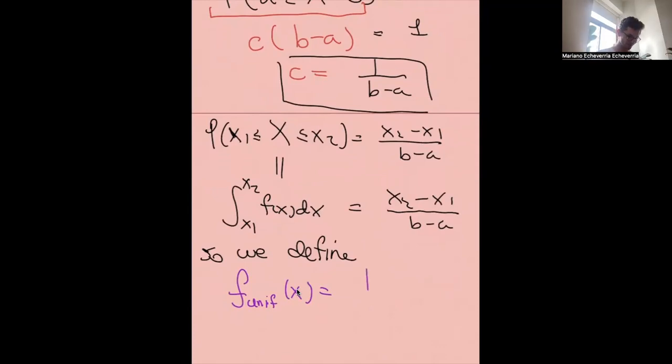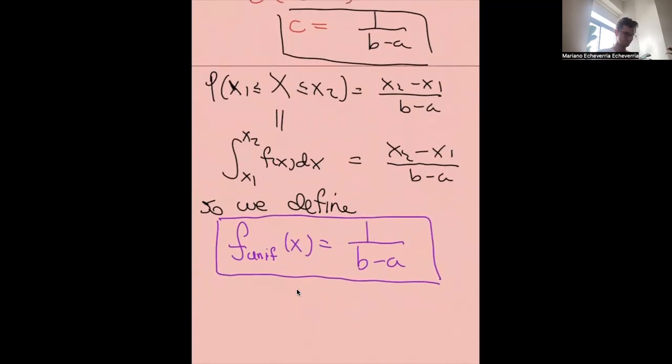Good. So this is the probability density function for the uniform distribution. It's 1 over b minus a on the interval a, b, and 0 outside it.